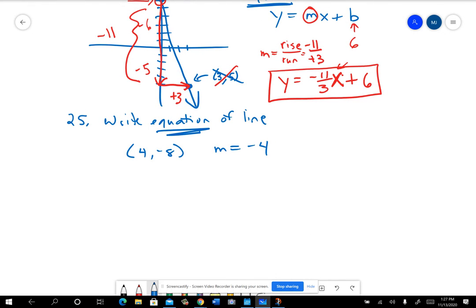Okay. So this is the time when it really helps to go pull the point slope formula off the formula sheet. You'll have a formula sheet. And so the point slope formula says this.